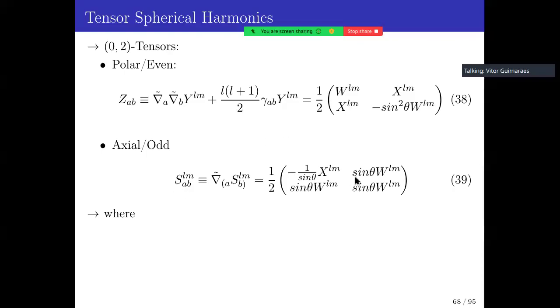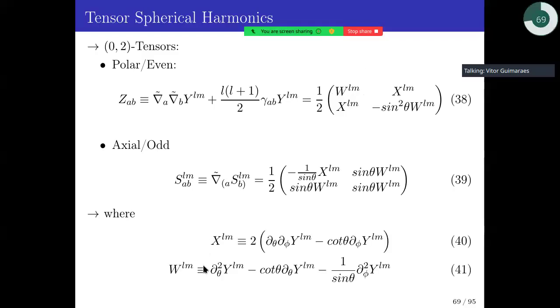And here we're going to have this other axial / odd tensor, 0-2 tensor, which is constructed in this form, okay? And these are defined as this, okay? This XLM and this WLM are combinations of derivatives and second derivatives of the scalar spherical harmonics, okay?